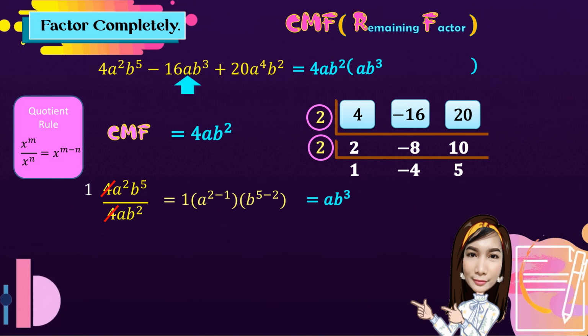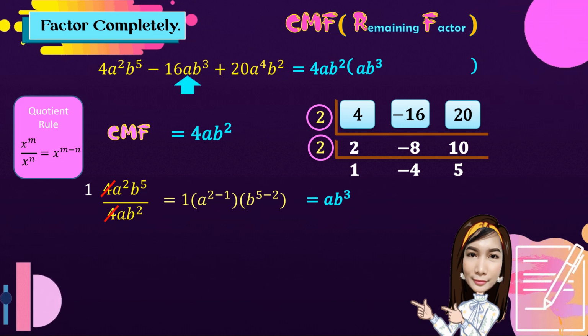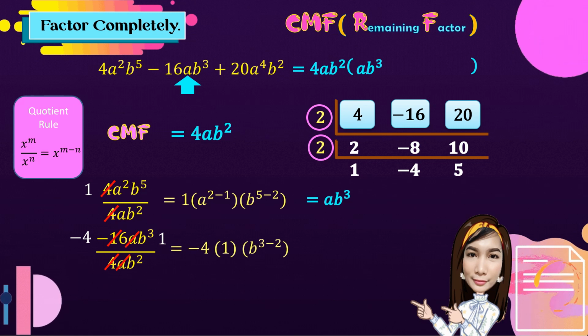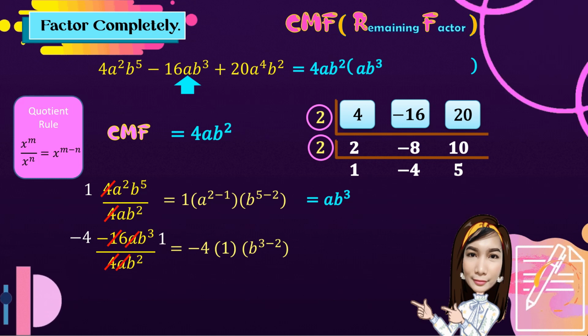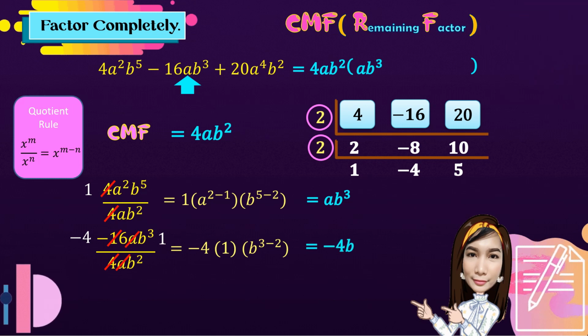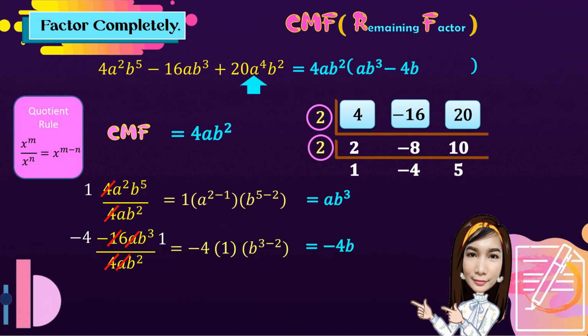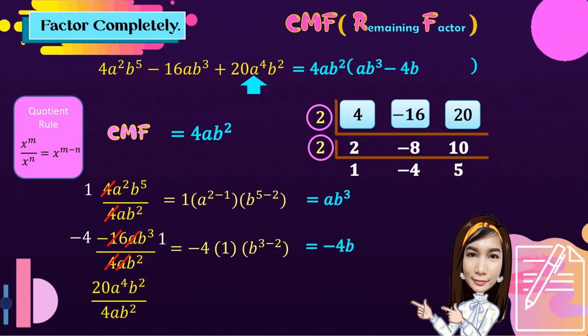So, let's proceed to the second term. We have negative 16ab cubed divided by 4ab squared. So, negative 16 divided by 4, we have negative 4. A divided by a, we have 1. And for the variable b, subtract the exponent, 3 minus 2. So, we get negative 4b. So, that will be the second term of your remaining factor.